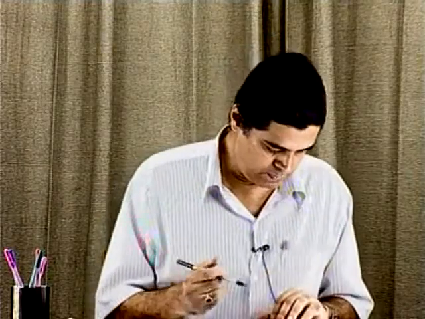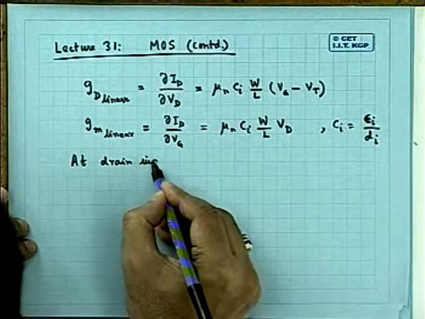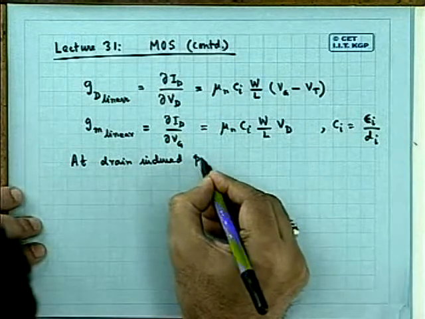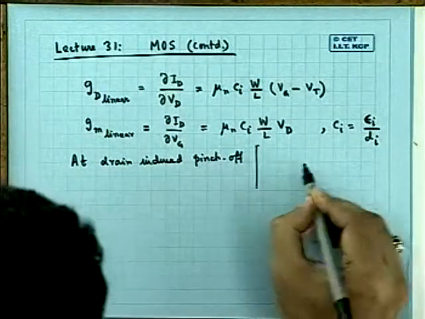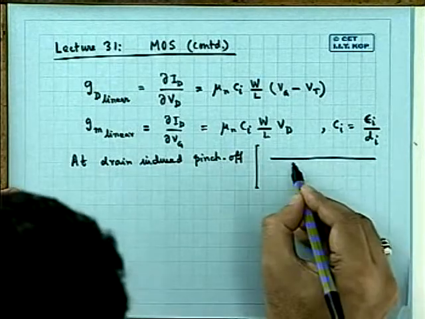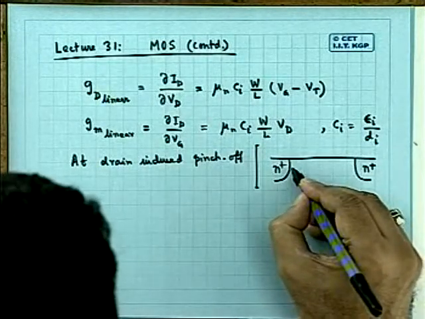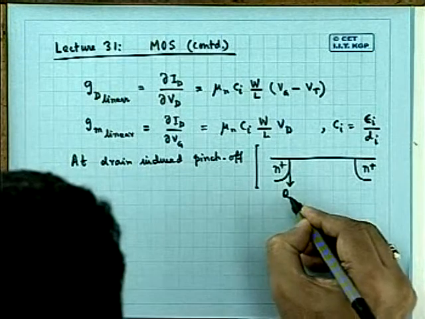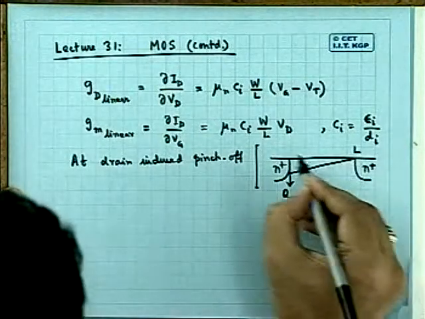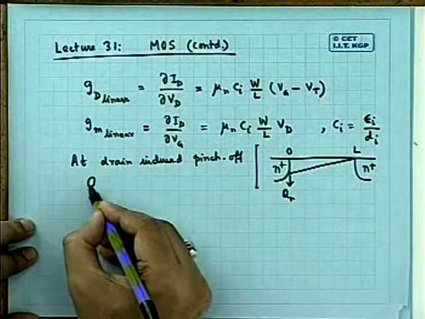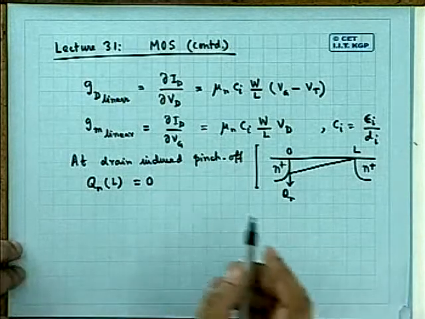Now, at drain-induced pinch-off, the corresponding condition is, if this is your source and this is your drain, you have just achieved a condition which is like this. This is Qn. This is L, this is zero. So Qn at L is equal to zero.